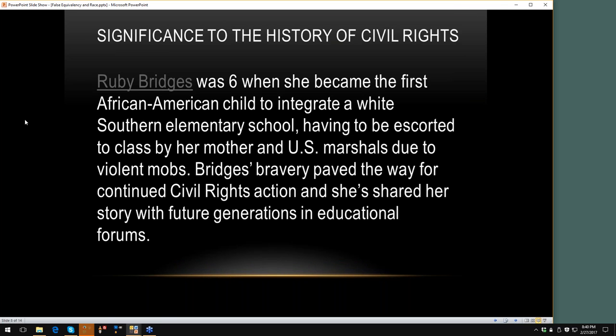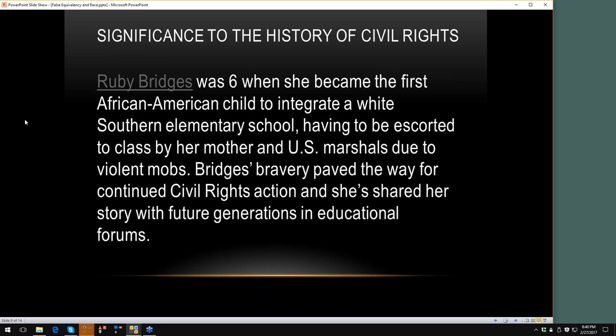So it's important to understand the significance of this to the history of civil rights, this precedent-setting moment. So she's 6 years old. She becomes the first African-American child to integrate a white Southern elementary school, having to be escorted to class by her mother and U.S. Marshals on the first and second days. Her mother wasn't able to on the third day because she had to work.